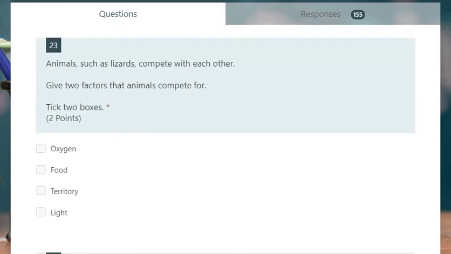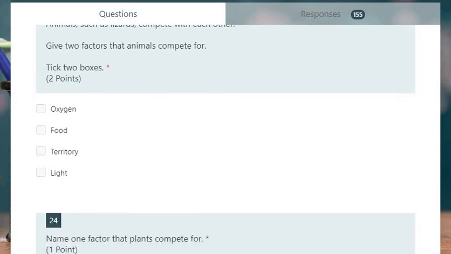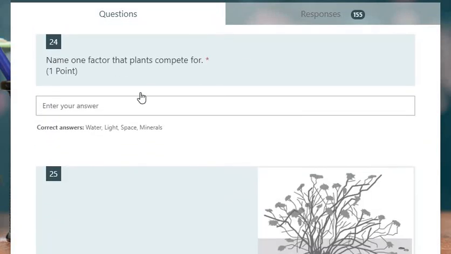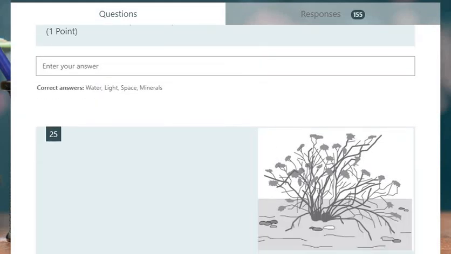23, 2 factors animals compete for. I'm pretty sure everyone got this: food and territory. Good. A factor that plants compete for. Again, I think everyone got something. Water, light, space, or minerals, those are your options.